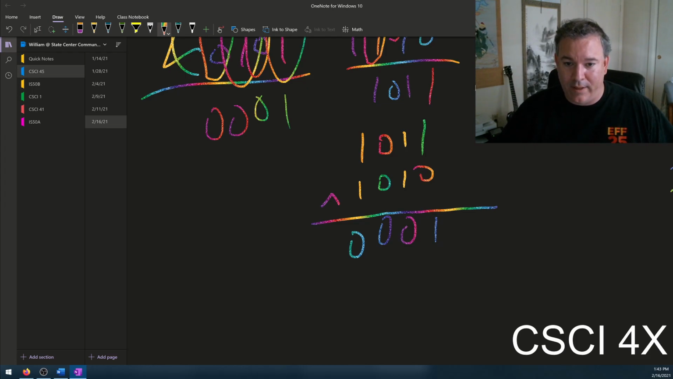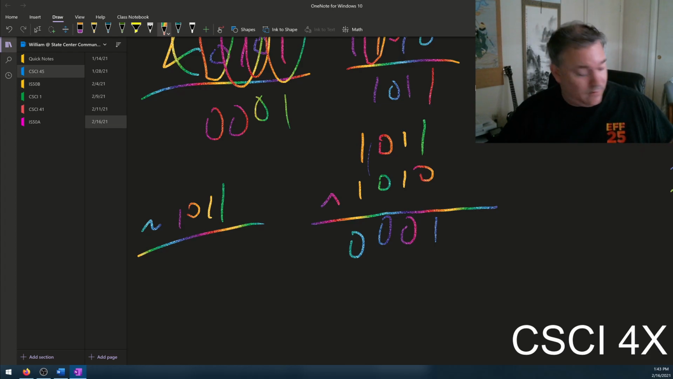So AND, OR, XOR, and then you've got NOT, which is a tilde. That's a unary operator, not a binary operator. Binary operators take 2 operands, a unary operator takes 1, and so that would just be 1010, 0100. So you just flip all the bits.